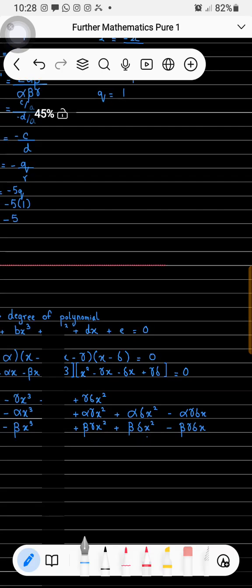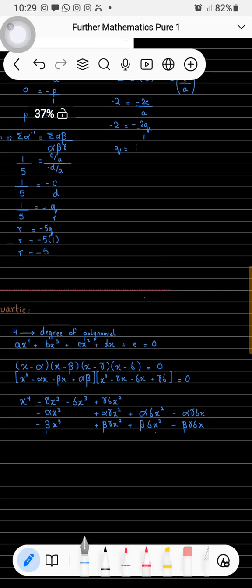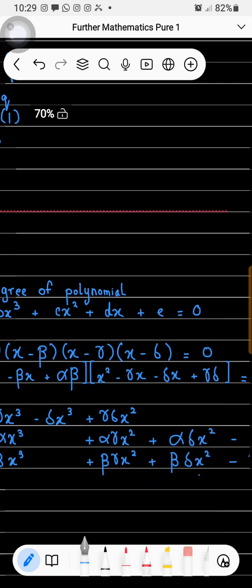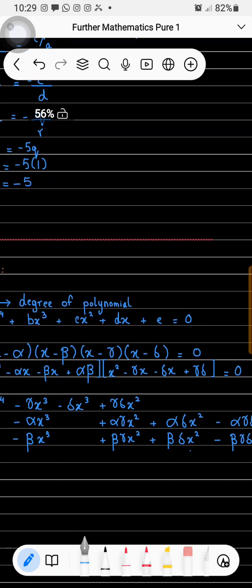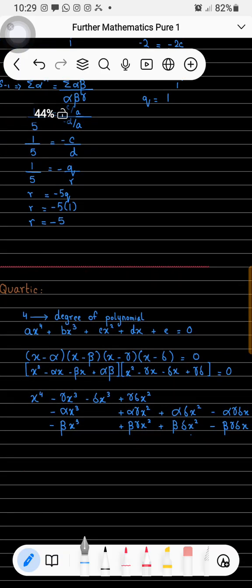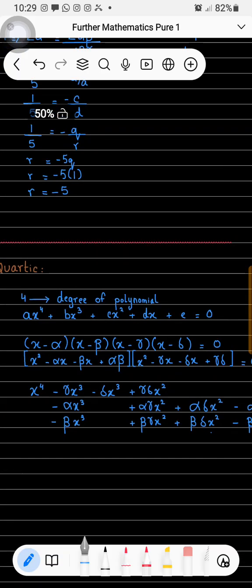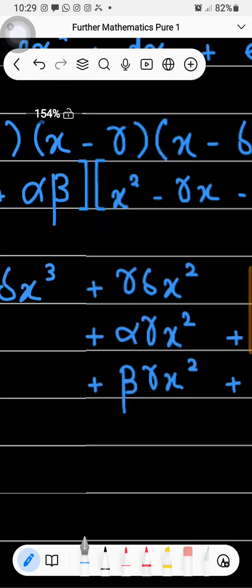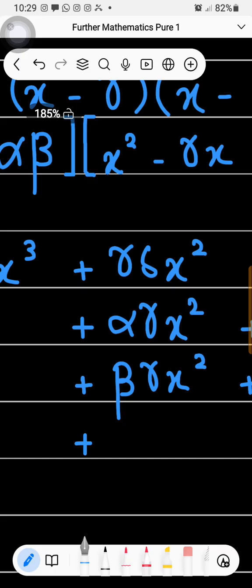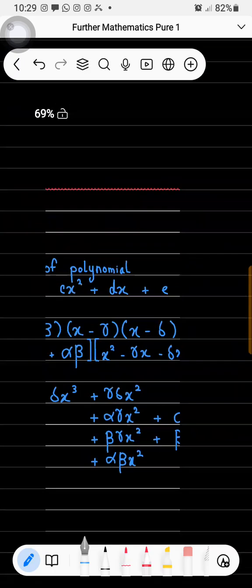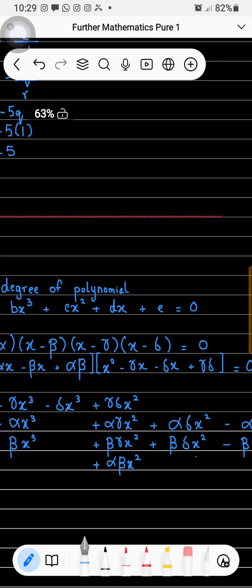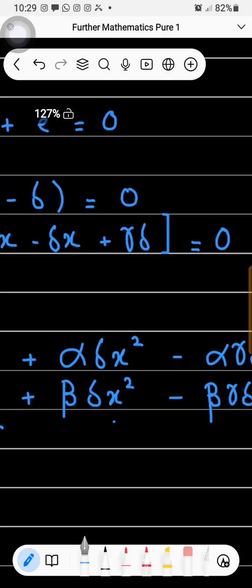Now we have to multiply alpha beta with the four terms in the other bracket. When you multiply alpha beta with x square, it becomes plus alpha beta x square. Then if we multiply alpha beta with negative gamma x, it becomes minus alpha beta gamma x.